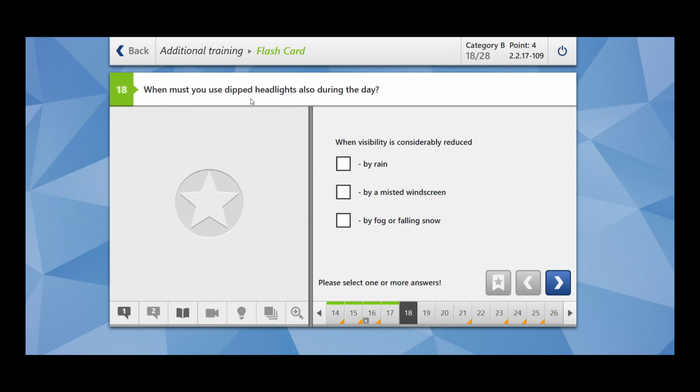When must you use dipped headlights also during the day? When the visibility is considerably reduced by rain, exactly. By a misted windscreen? If your windscreen is misted, you can easily clear it off. By fog or falling snow, yes. So whenever your visibility is reduced by rain, fog, or falling snow, then you can use your dipped headlights during the day.